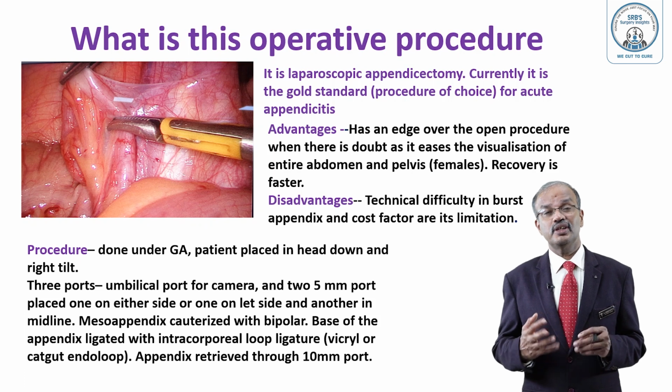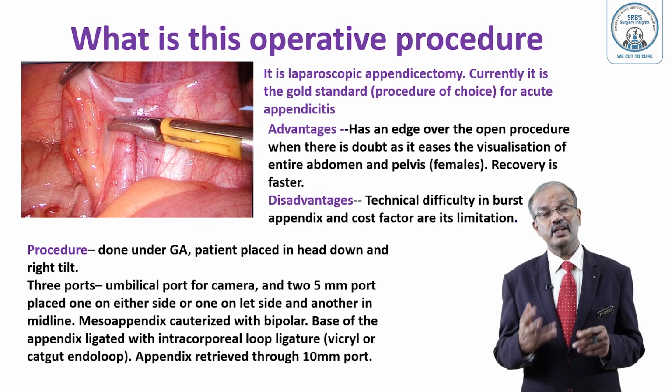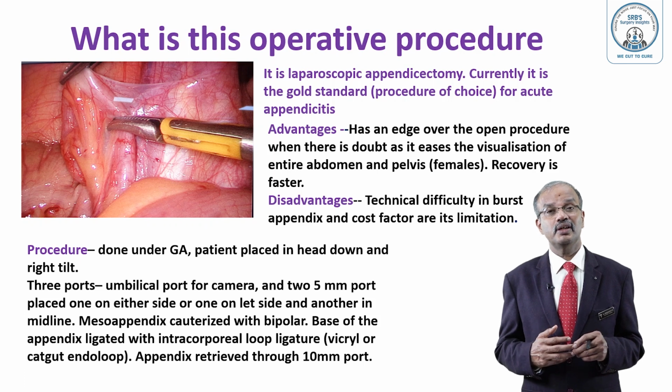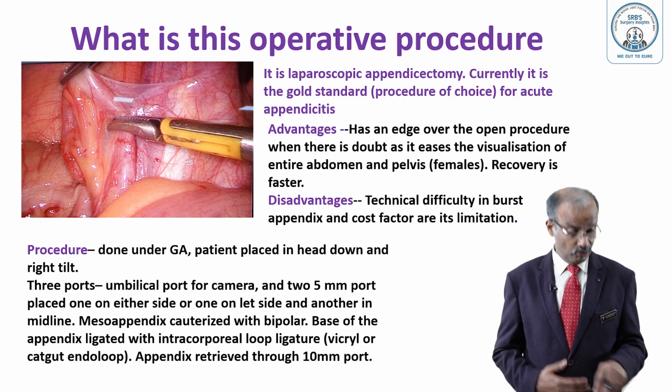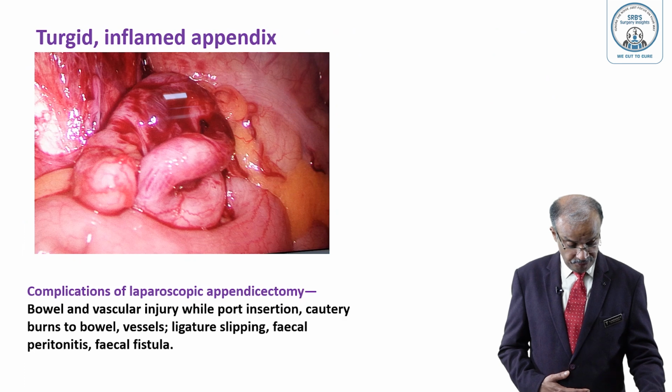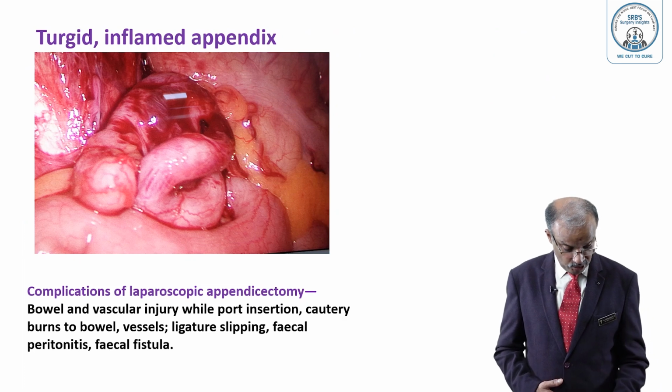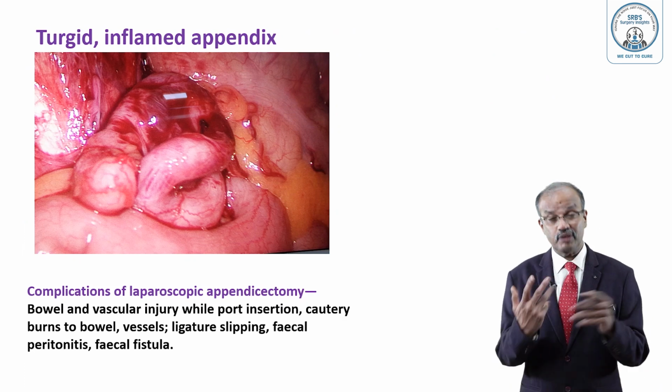Complications are port site infection, pus collection, bleeding if fulguration of the appendicular artery is inadequate, and leak, the same as in the open appendicectomy procedure. With a turgid inflamed appendix, see that bowel and vascular injury can occur because major vessels are very close there.